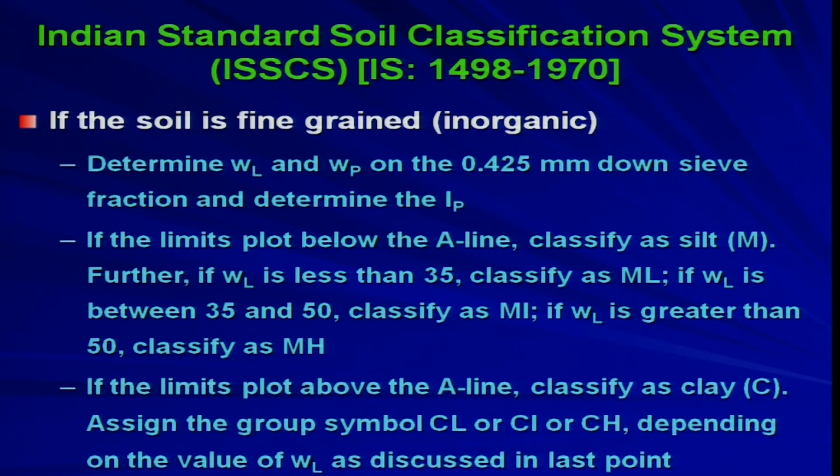Now, if the limits plot above the A line, then what will happen? It will be classified as clay. So, classify as clay, assign the group symbol as CL or CI or CH depending on the value of liquid limit, whether it is below 35% or it is in between 35 and 50% or above 50%. Based on that, you will be getting CL or CI or CH as discussed before for the silt.